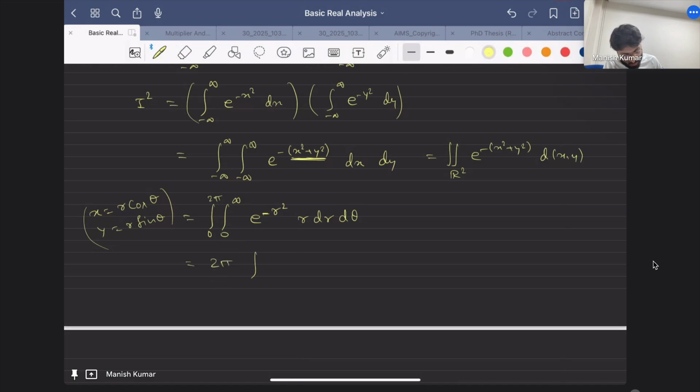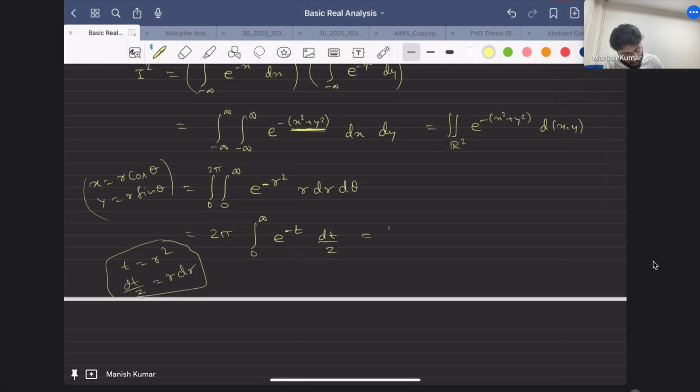And then I had this 0 to infinity. Now this minus r square I can replace by t, and then this would become dt by 2, and the limits will also change. So t equals r square, so dt by 2 equals r dr. Okay, so if I do that, I'll get this. Now this is 2 pi, this is minus e to the minus t, from 0 to infinity. So this is 2 pi, at infinity it's going to be 0, plus 1, right? So did I do something wrong?